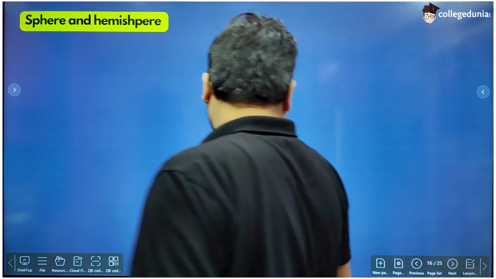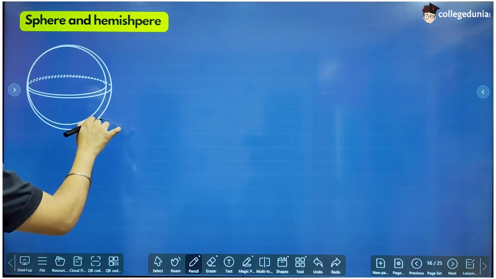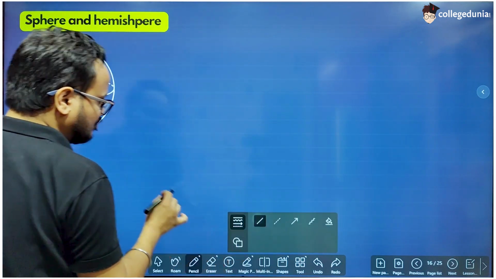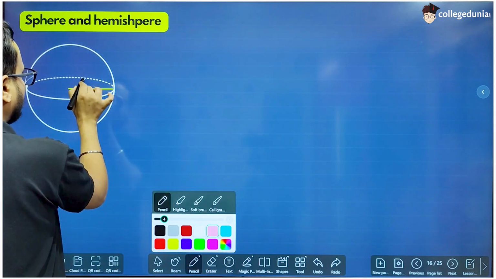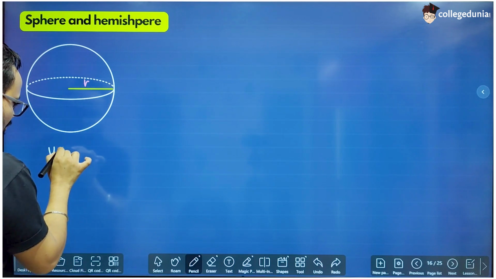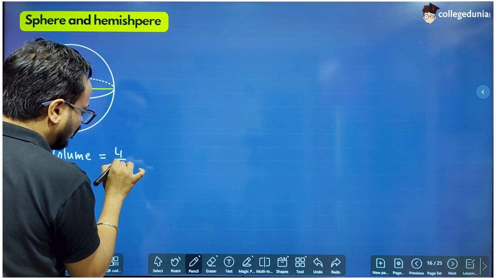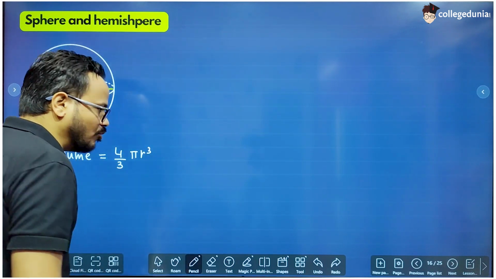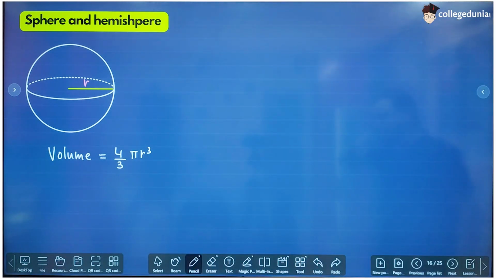Sphere and hemisphere. So what is a sphere? Shape of the ball, shape of the earth. That is a sphere. And let's take the radius of this sphere as r. So what is the volume? Volume of the sphere is 4 by 3 pi r cube.